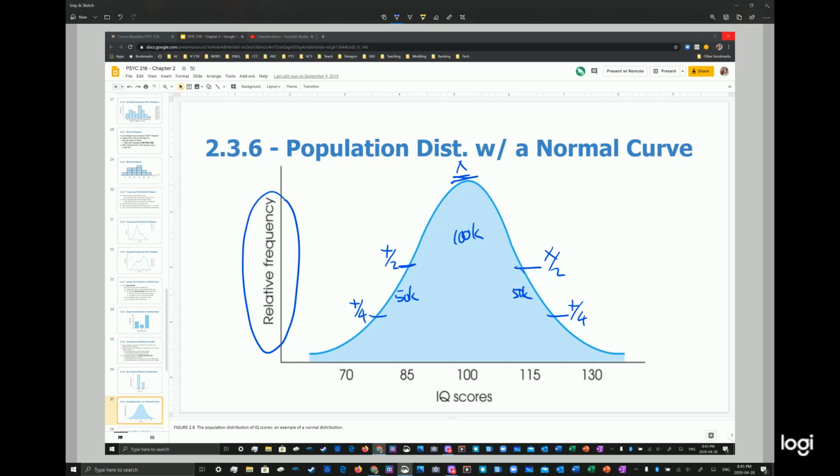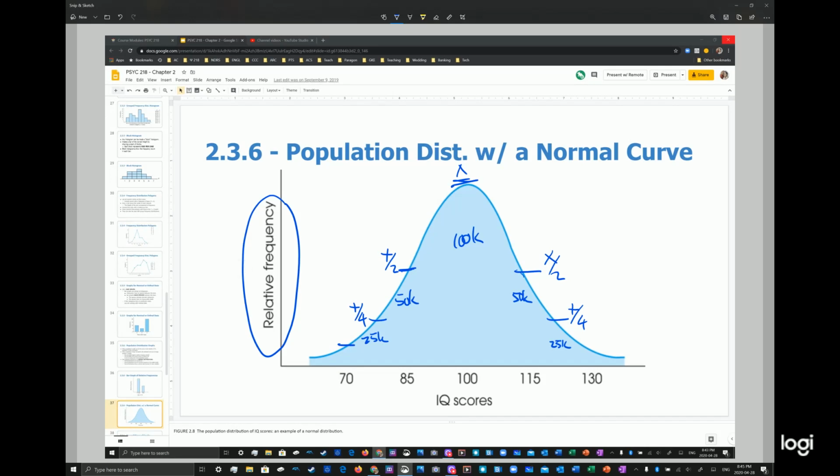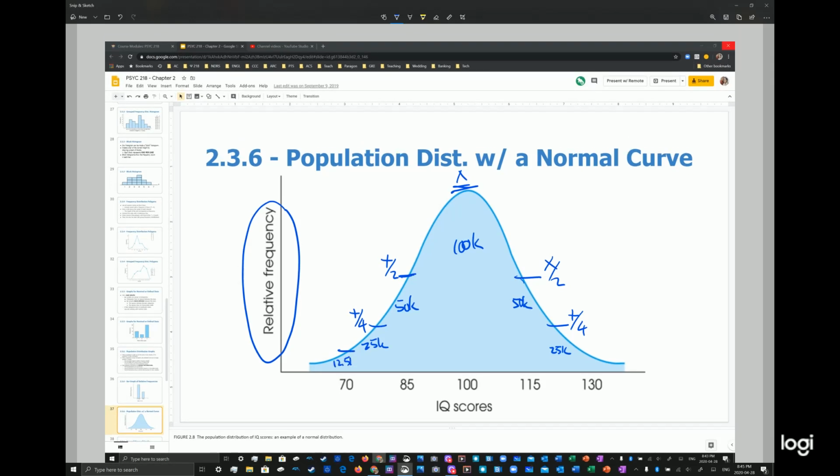And then if it was somewhere in between 70 to 85, it could be 15. So 77.5. So this would be 25K on both ends here. And then if this was like 1/8, then this would be 12.5K. So again, we're talking about relative frequency.